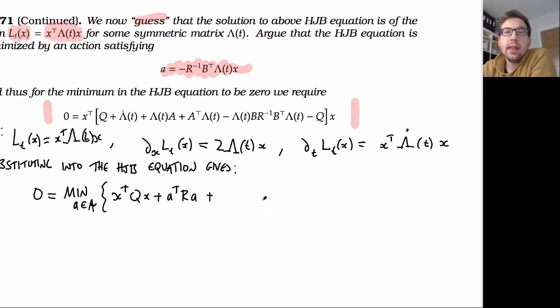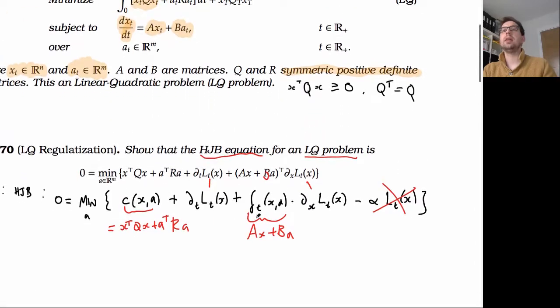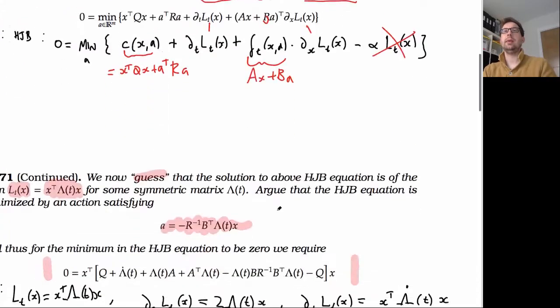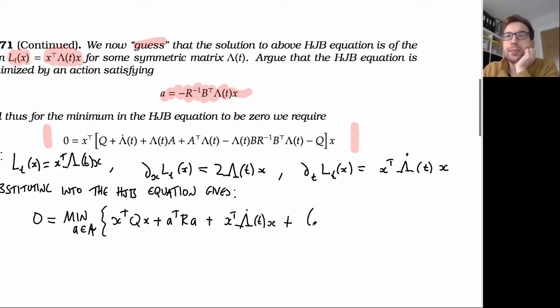And then we need the partial derivative with respect to t, which I have here, this. And then I need the partial derivative with respect to x multiplied by the plant equation. So then I'm going to have the plant equation multiplied by 2 lots of Λ_t x.